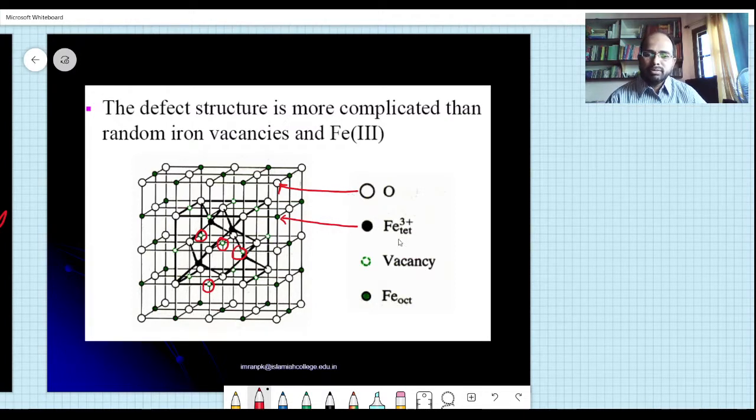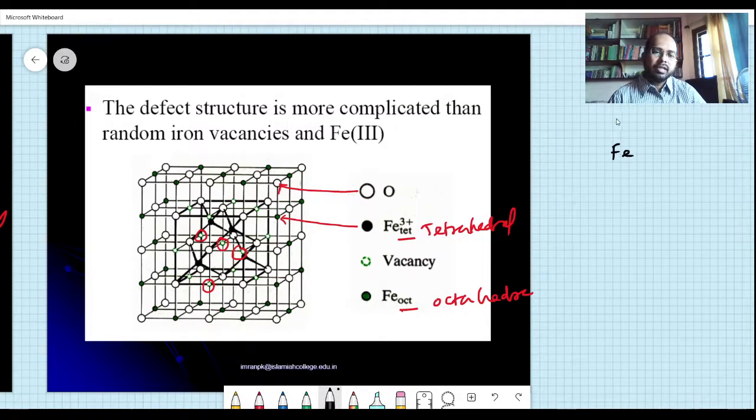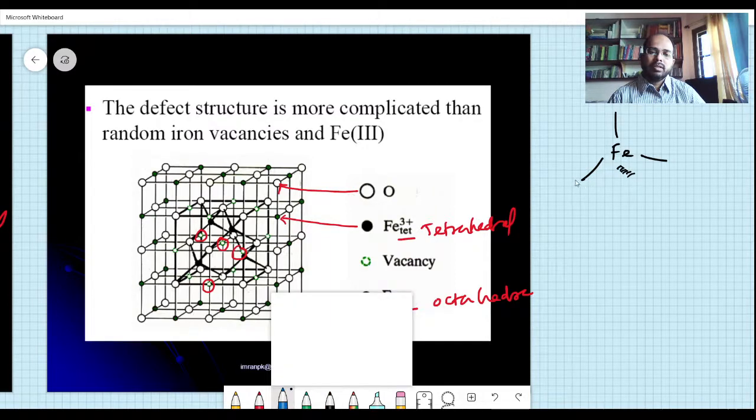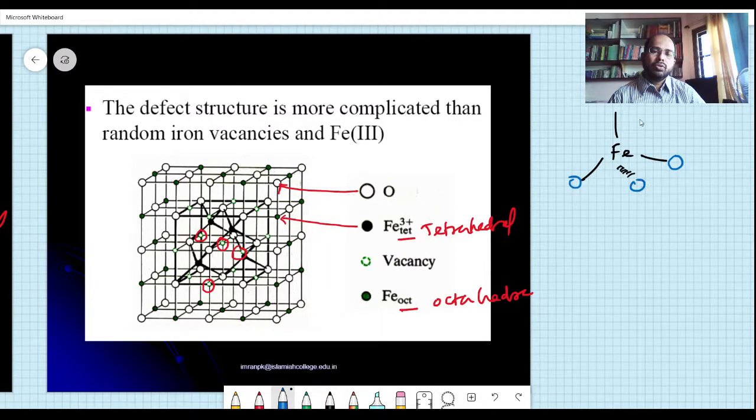What do you mean by this Fe tetrahedra and Fe octahedra? Let me explain this here. If an Fe atom is there, it can be surrounded by oxygen atoms like this: O, O, O, and O. So this Fe atom is sitting prettily in 4 oxygen atoms. This arrangement will be called a tetrahedron.